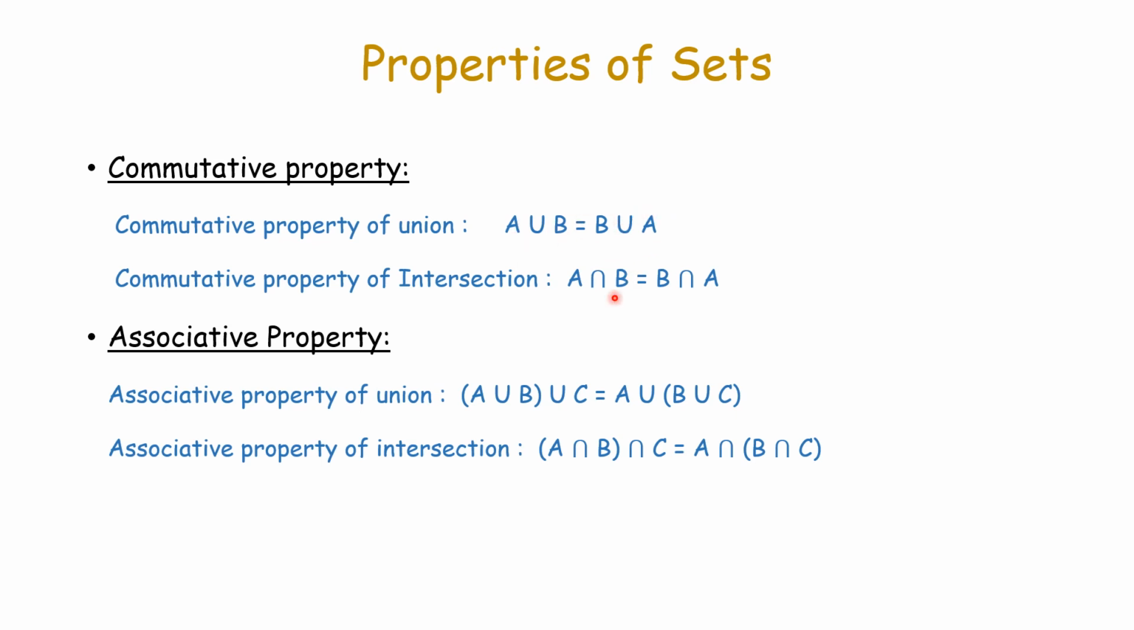Similarly, the same is the case with intersection. A intersection B is equal to B intersection A. So these two properties are the commutative property of union and intersection.